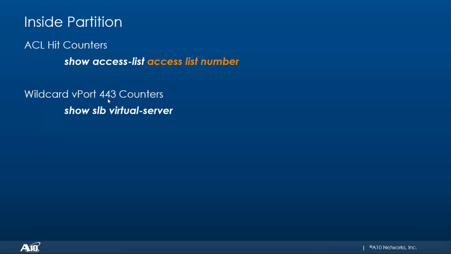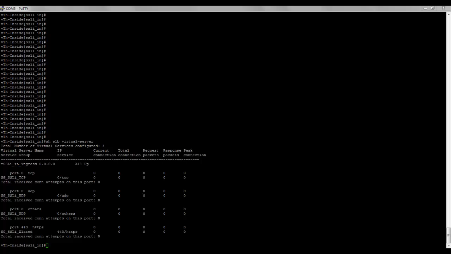The second thing that we're going to be on the lookout for is if we're getting any hits on our wildcard vport 443 and if the counters are going up. The counters should go up with every connection that's created from the client to the server. This can be done using the command show SLB virtual server, which will show us counters for all the different vports. So once again, I've entered the command initially and there are no counters.